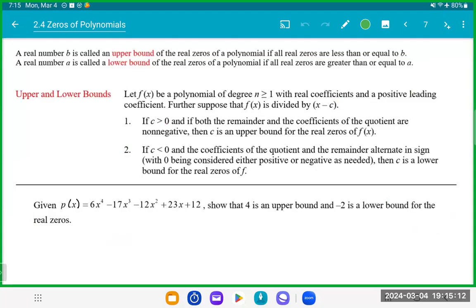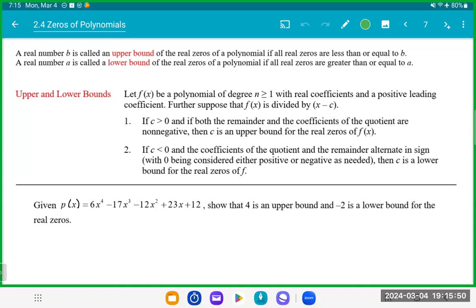All right, so the last topic for tonight is really just looking at upper and lower bounds. Essentially, if our C value is greater than 0, and both the remainder and the coefficients of the quotient are non-negative, then our C value is an upper bound. And if our C is less than 0 and all of those conditions are met, then our C is going to be a lower bound.